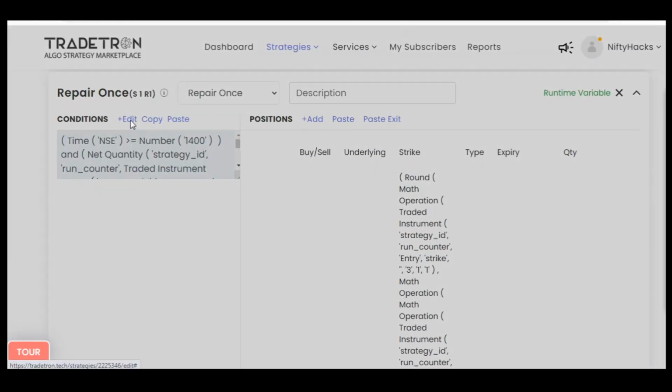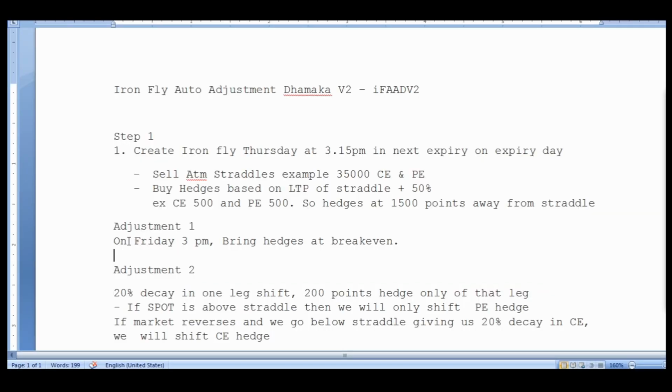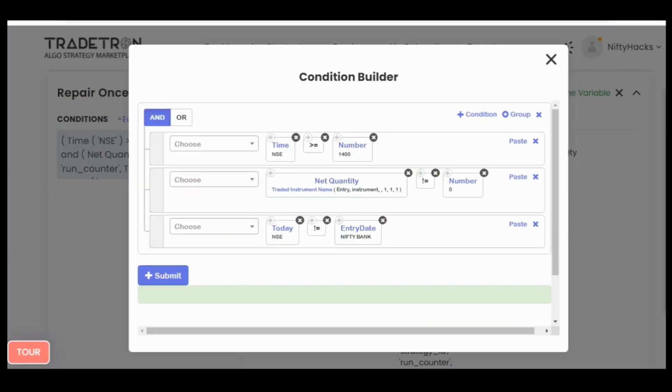Now this is repair once. So this is to bring hedges at break even on Friday. I have done changes so that on Friday, or the next day after our entry day, at 2 p.m. we bring hedges at break even. So we will buy break even hedges first from this set, repair once 1 of first set, right?